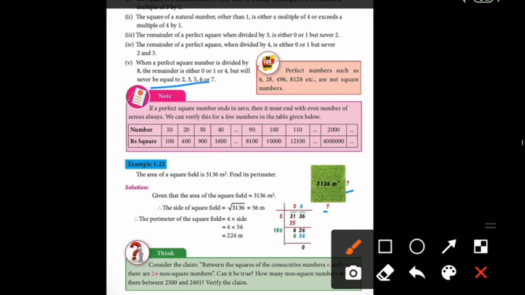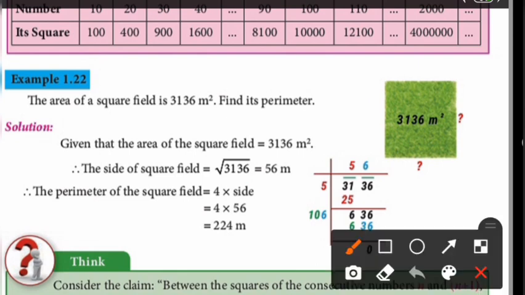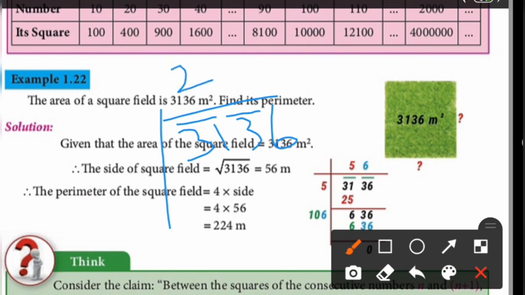Here we use this method, which is called the long division method. 3, 1, 3, 6. At first you have to make a period, that means pairs. So this is a pair and this one is a pair. What you have written here, you have to write that number here. You multiply these two numbers and here we get that answer.